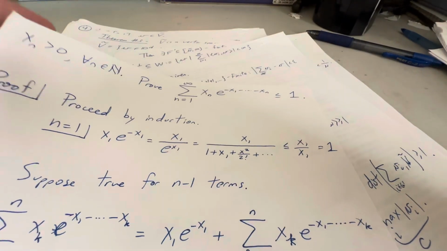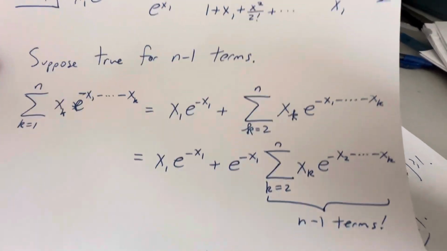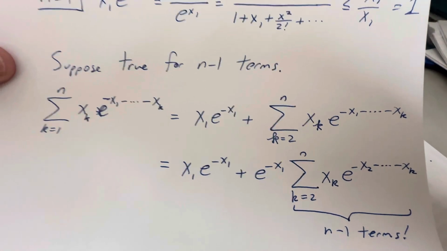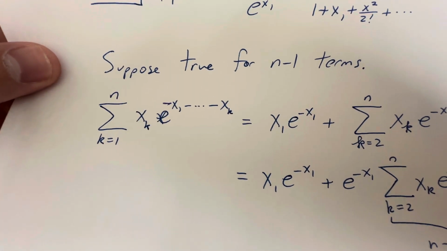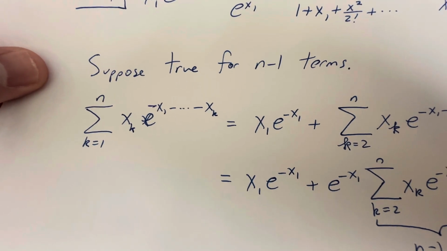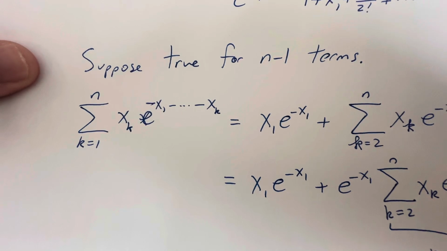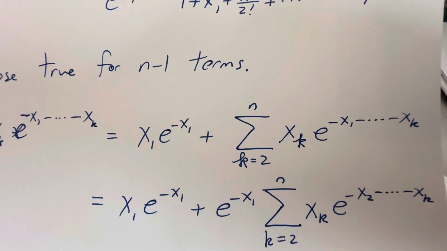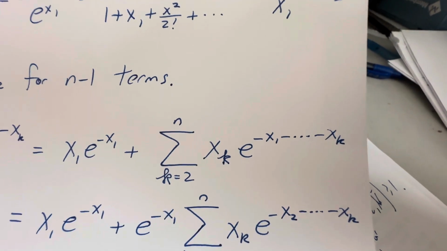So suppose, I've never said that before. Suppose that it's true for n minus 1 terms, and we want to prove it for the nth term. So now we have this sum from k equal 1 to n, and in the very end we want to send n toward infinity. We can peel off the first term, so we have x1 times e to the negative x1, which leaves us with a sum from k equal 2 up to n.